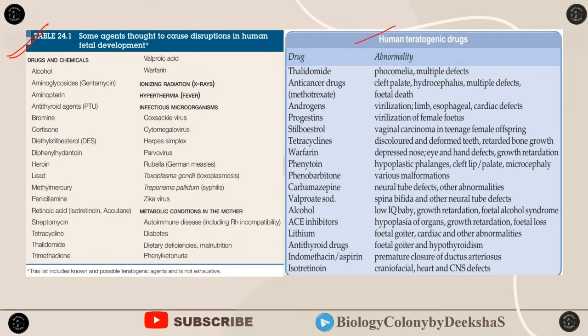We talked about thalidomide that causes phocomelia, that is the loss of limbs. And then anti-cancerous drugs, androgens, progesterones. We talked about stilbestrol and tetracyclines, warfarin. Alcohol is also one of them. So these are all the teratogenic drugs with their abnormalities.